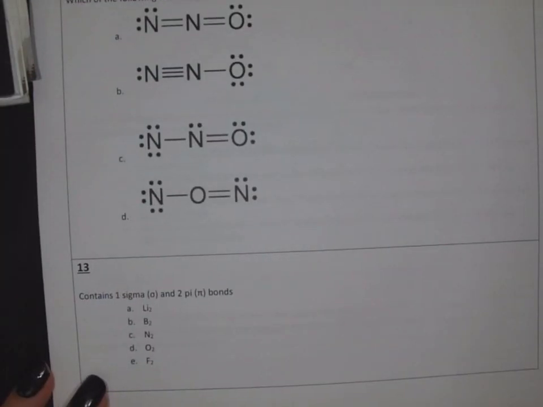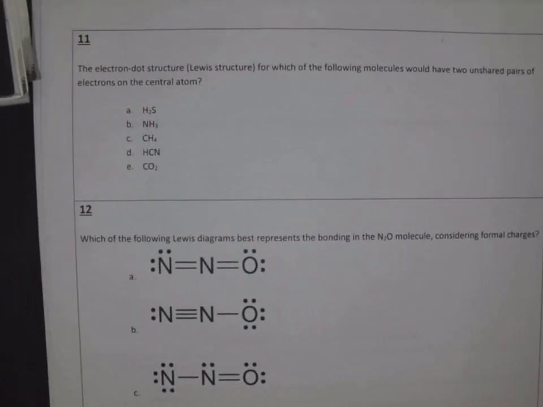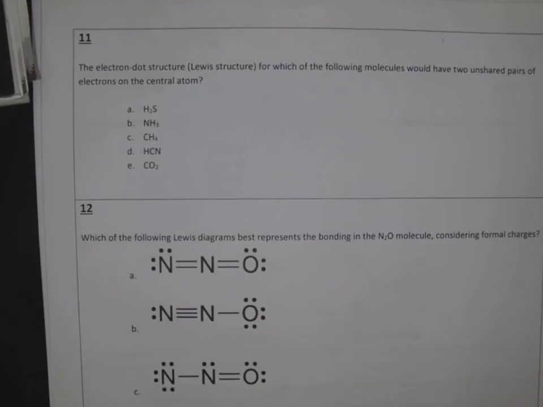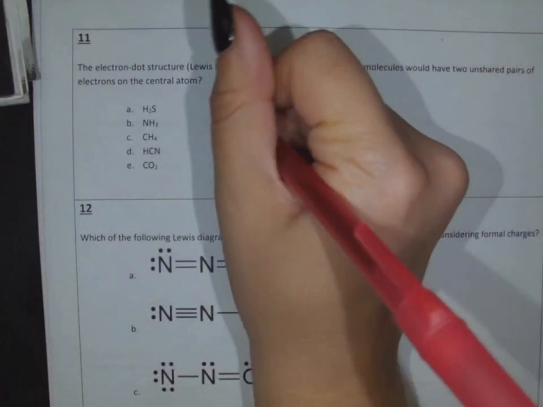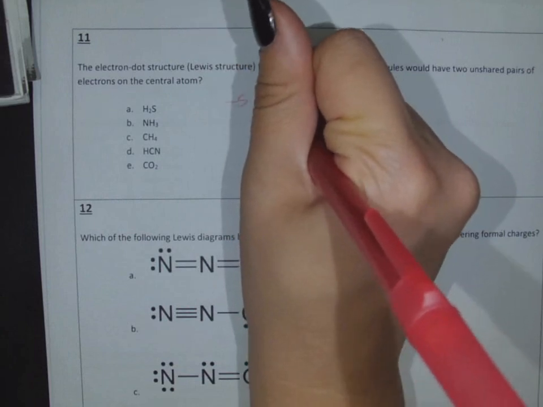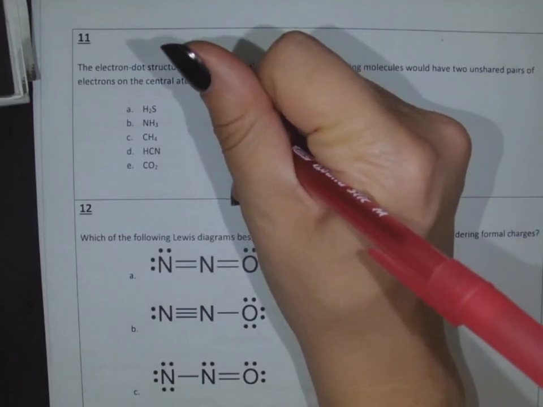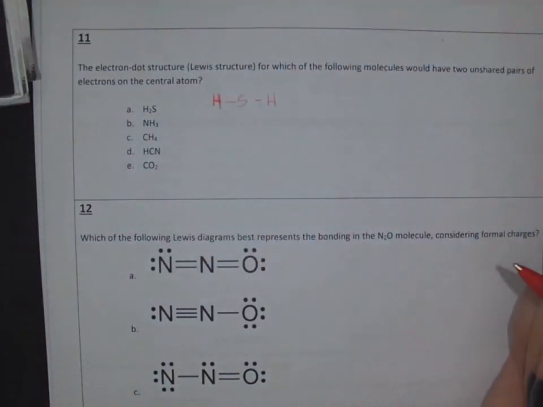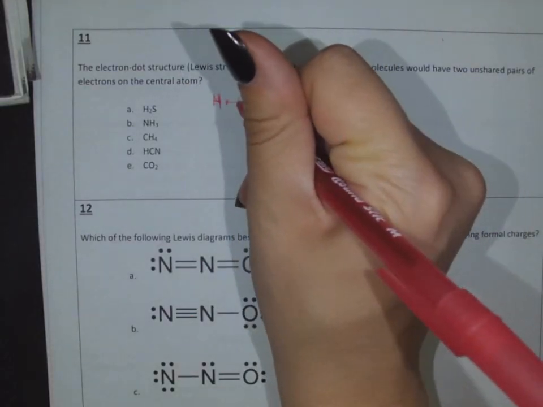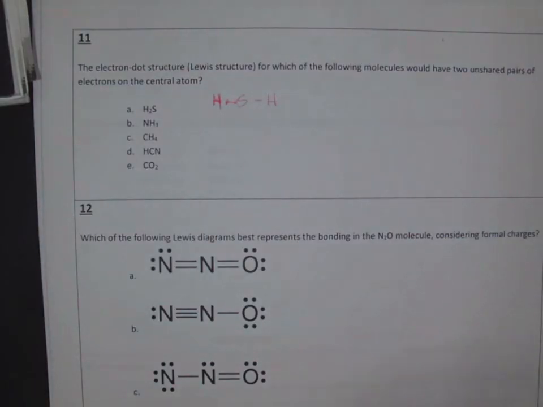The electron dot structure, Lewis structure, for which of the following molecules would have two unshared pairs of electrons? Okay, I'm going to show you how I do a couple of these Lewis dot structures, and then we're going to use the same concept to quickly do the other ones. First thing is I'm going to make a skeleton structure, and nature tends towards symmetry if possible, so I'm going to put sulfur in the middle, hydrogens on the outside. Hydrogens are unique because they want a duet, not an octet. They're happy with just sharing the one electron that they brought. Okay?